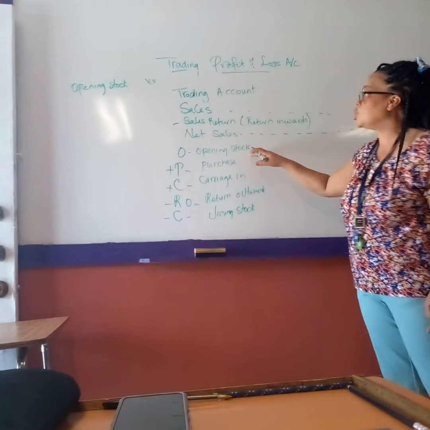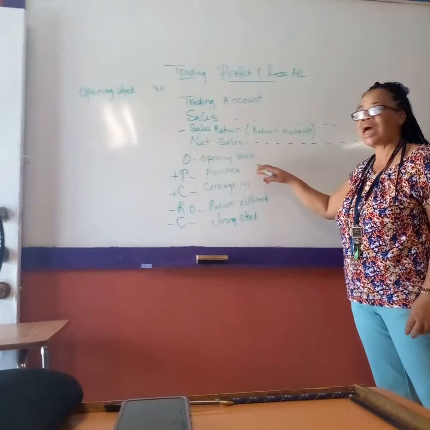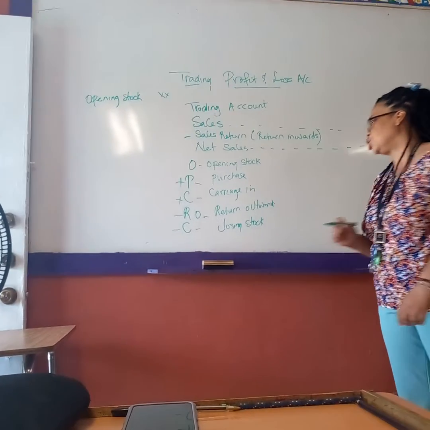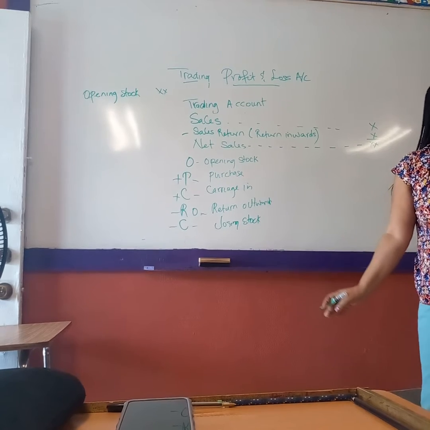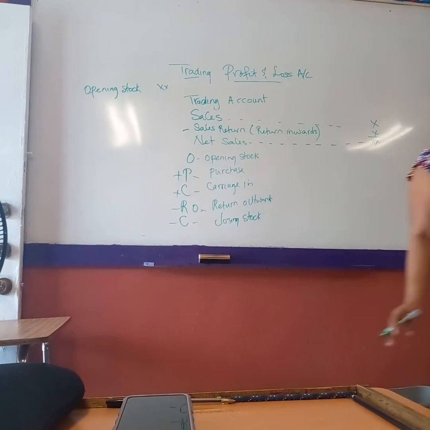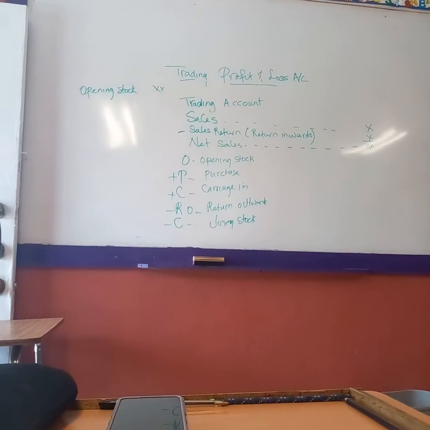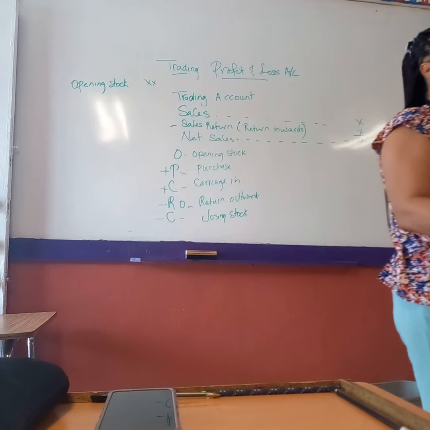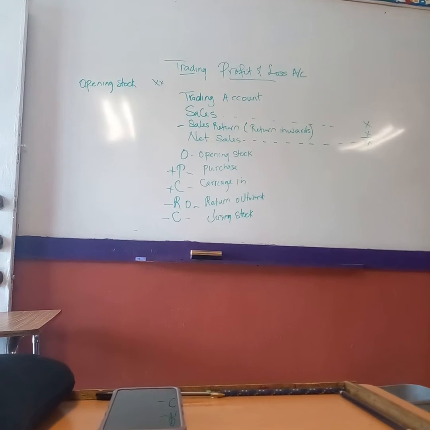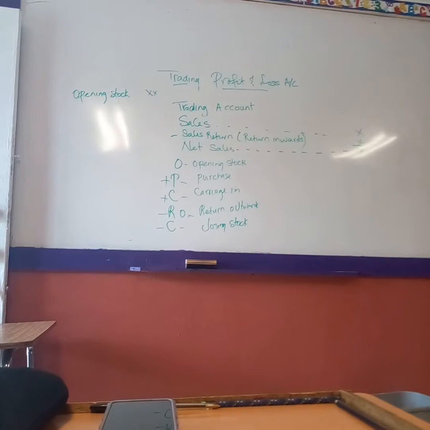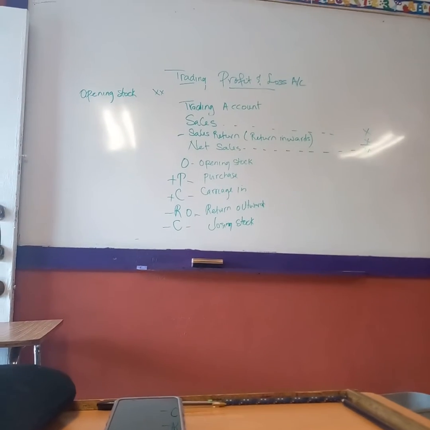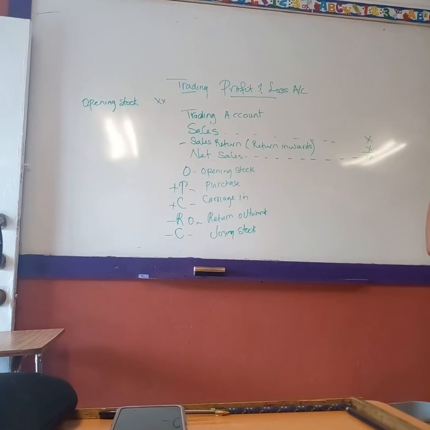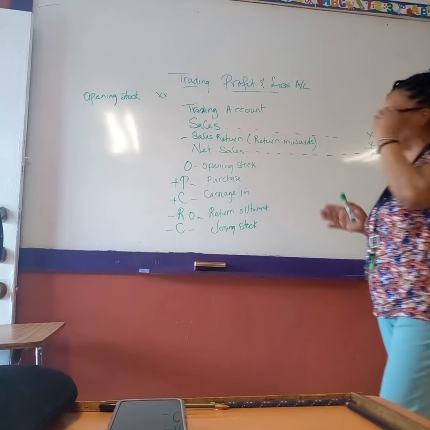I am starting with opening stock. I am going to add purchases. I'm going to add carriage in. I'm going to minus return outwards, and I'm going to minus closing stock. All I'm doing is looking in my trial balance to find these things. If it's there, I use it. If it is not there, I forget it and move on to the next thing. Is it so hard? If you're awake enough that you could hear what I'm saying, it's not so hard.